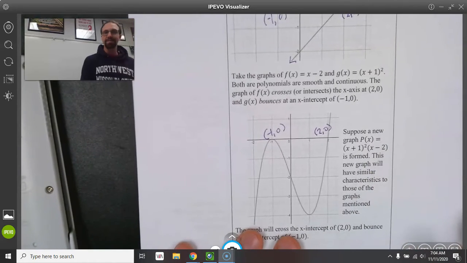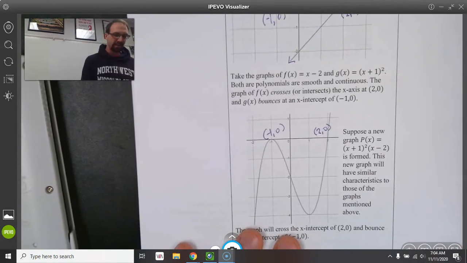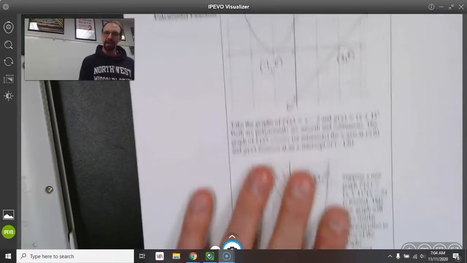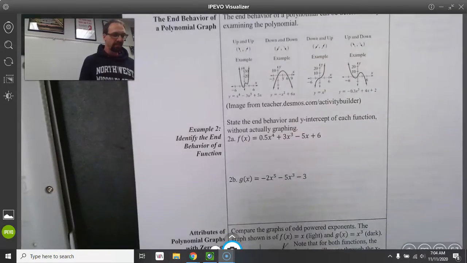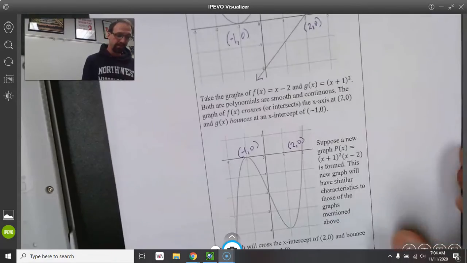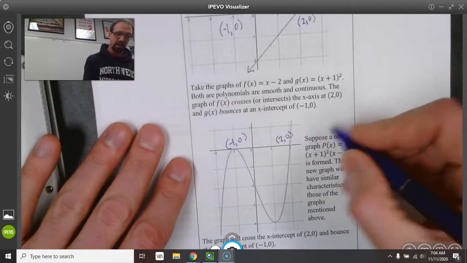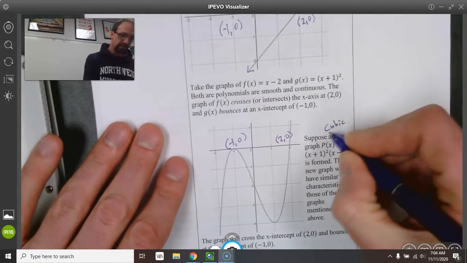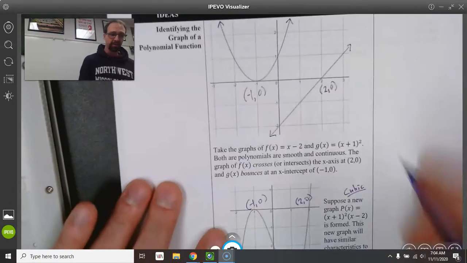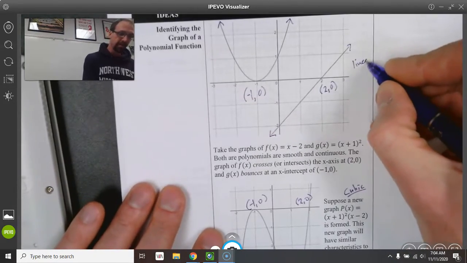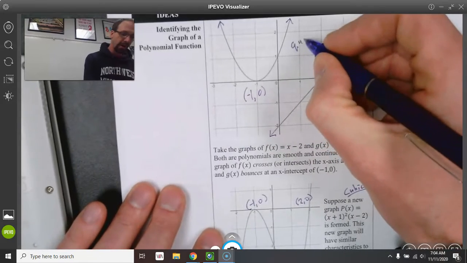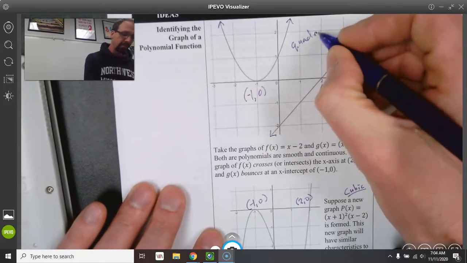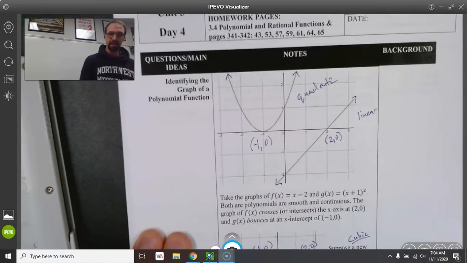So we're going to find some defining characteristics about these graphs and how these interact. So notice that this graph here, this is a cubic. And the cubic has some of the characteristics of this linear graph and then this quadratic or second degree graph as well. So it kind of combines parts of both.